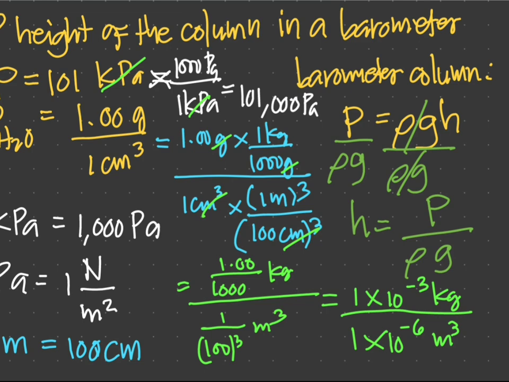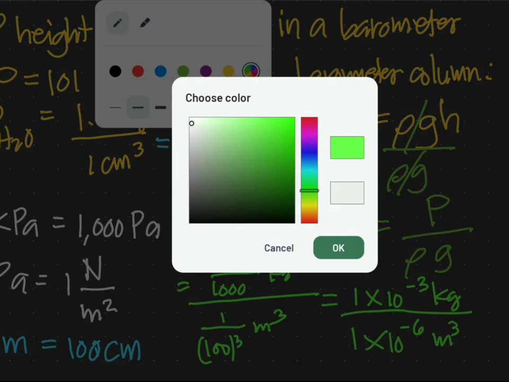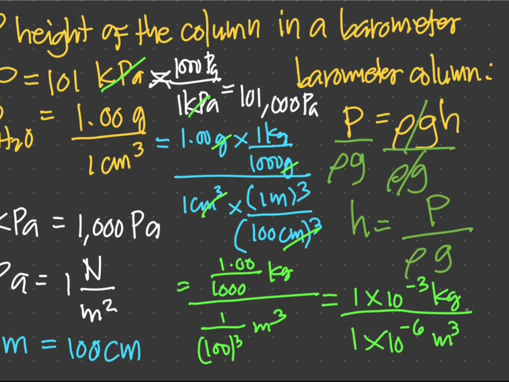And then we simplify that. So that is 1 times 10 to the negative 3. Make sure you know how to use your calculator. If you don't know how to use it, then your answer will be wrong.